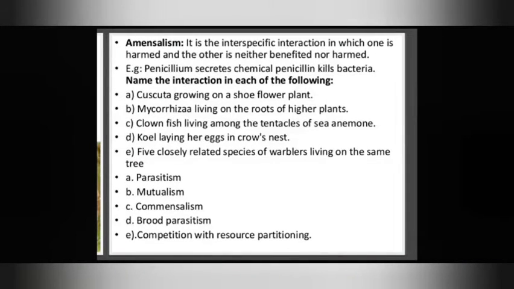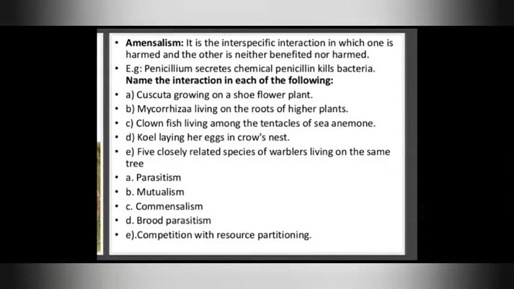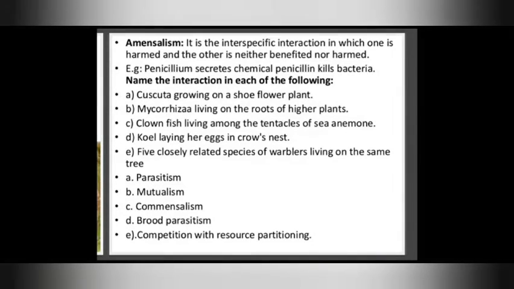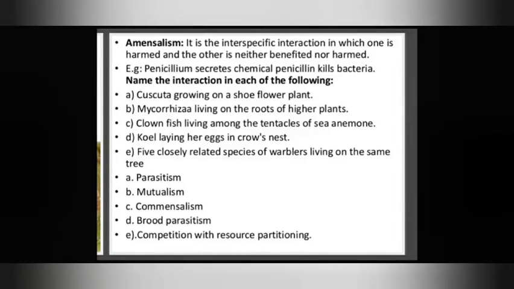And finally, the last type of interaction is amensalism. It is an interspecific interaction in which one species is harmed and the other is neither benefited nor harmed. For example, Penicillium secretes a chemical called penicillin which kills the bacteria.